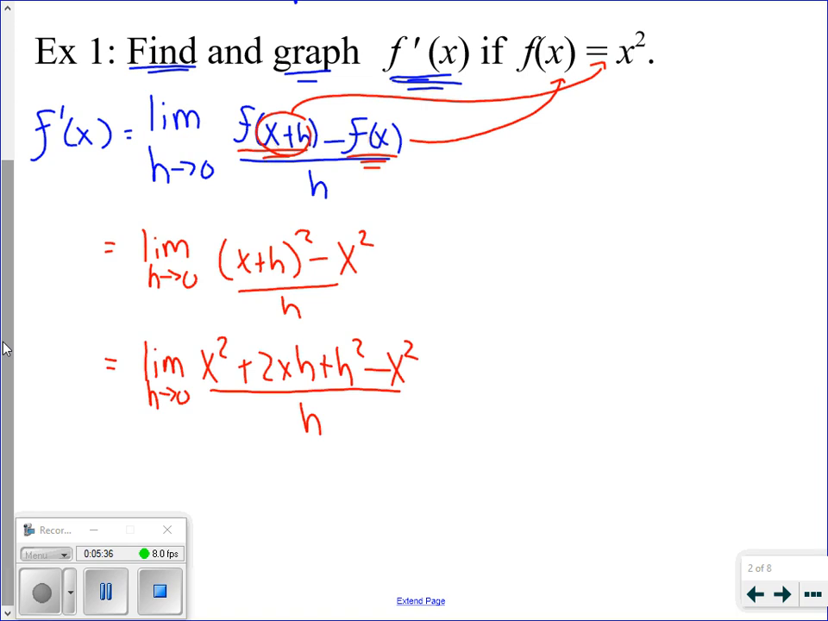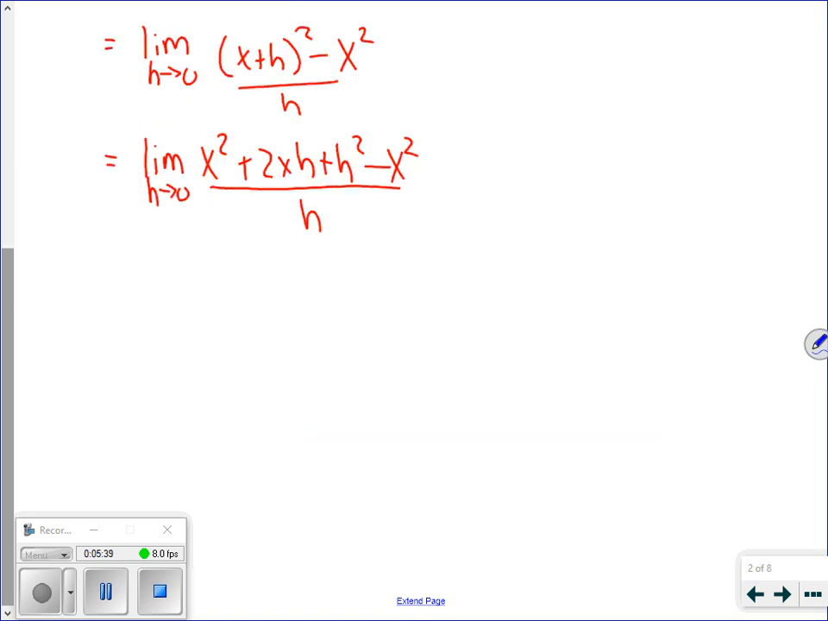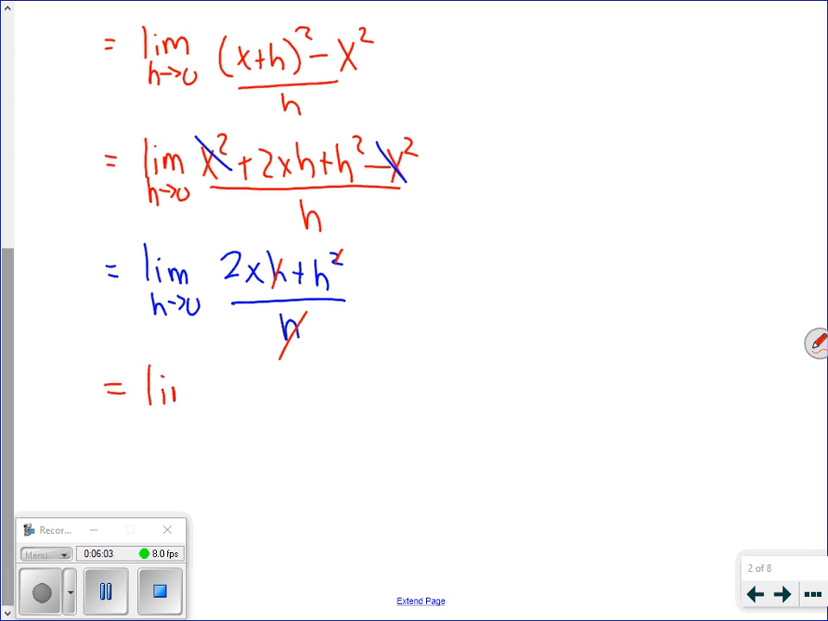And you'll notice that some nice things happen whenever we take the derivative using that formula. The negative x squared and the x squared cancel. So I'm left with the limit as h approaches 0 of 2xh plus h squared, all over h. And you'll see that an h, an h, and an h cancel out. And I'm left with the limit as h approaches 0 of 2x plus h over 1. And if I plug 0 into that, I get 2x.